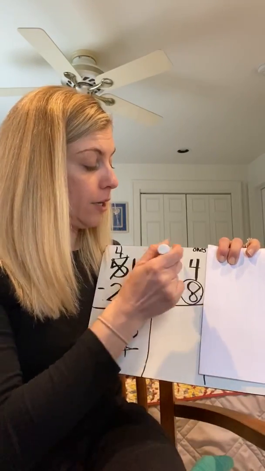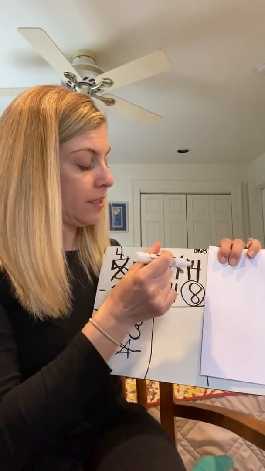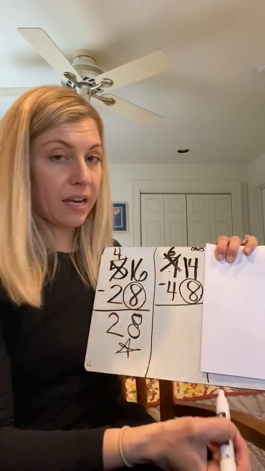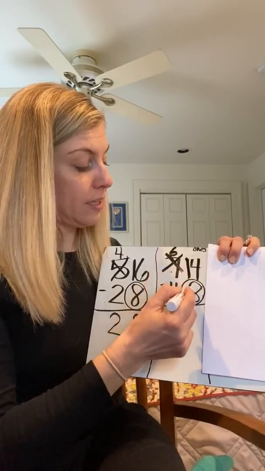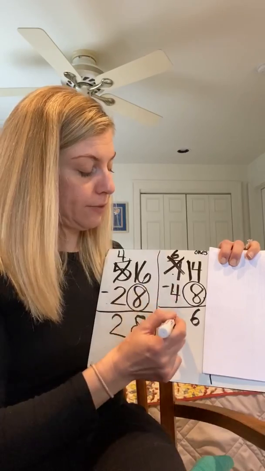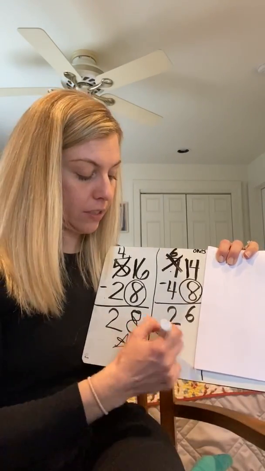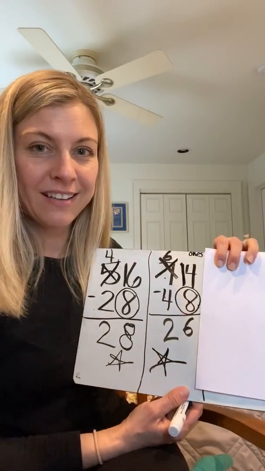More on the floor. Go next door. Take 10 more. The 7 becomes a 6. 14 minus 8 is 6. 6 minus 4 is 2. If you got 26, give yourselves a star or a happy face.